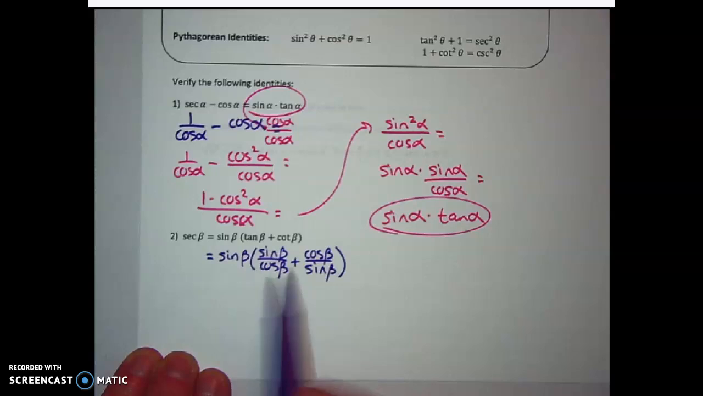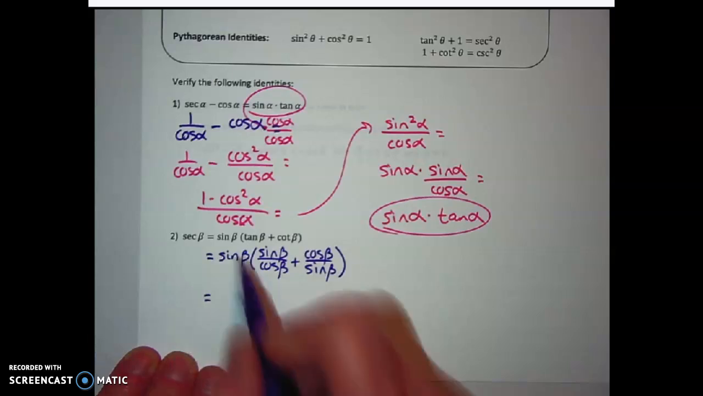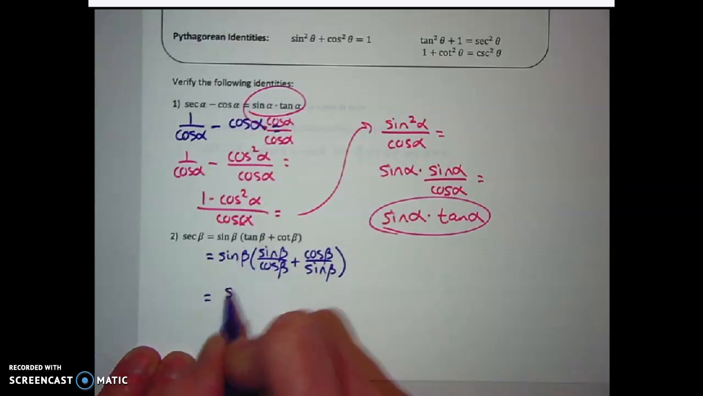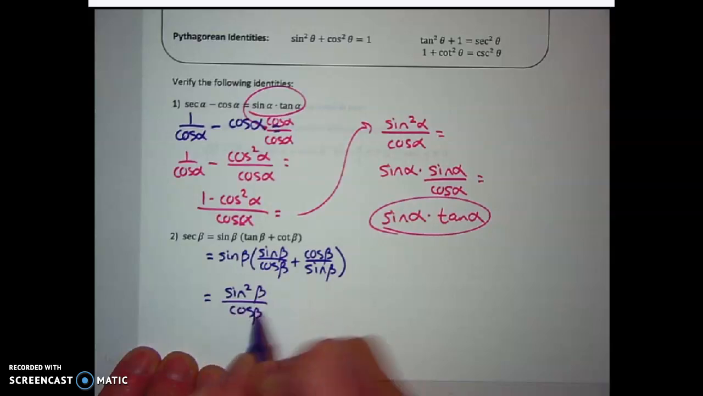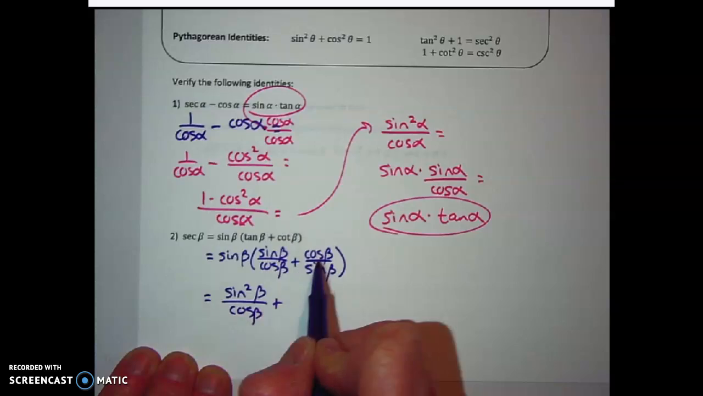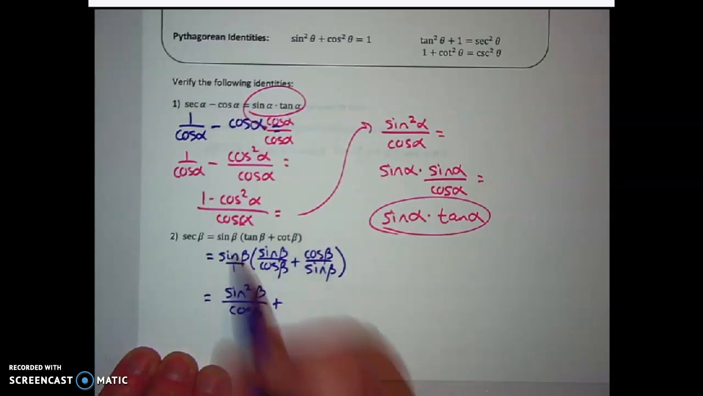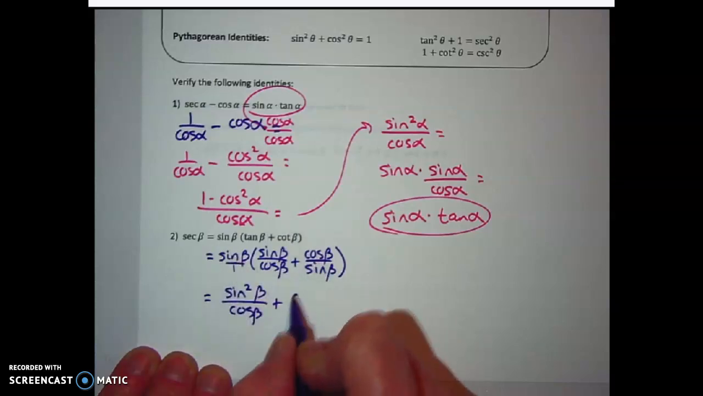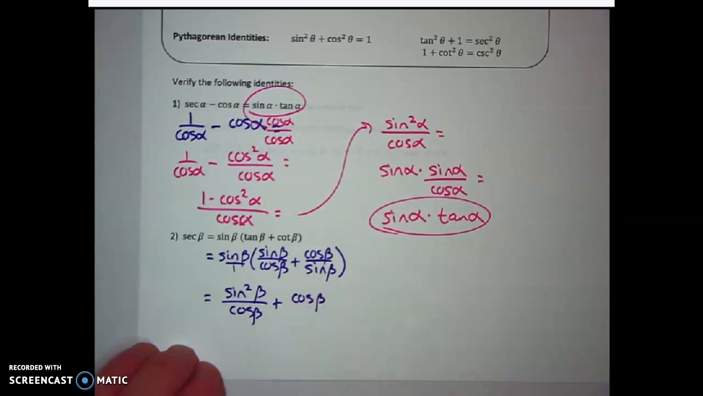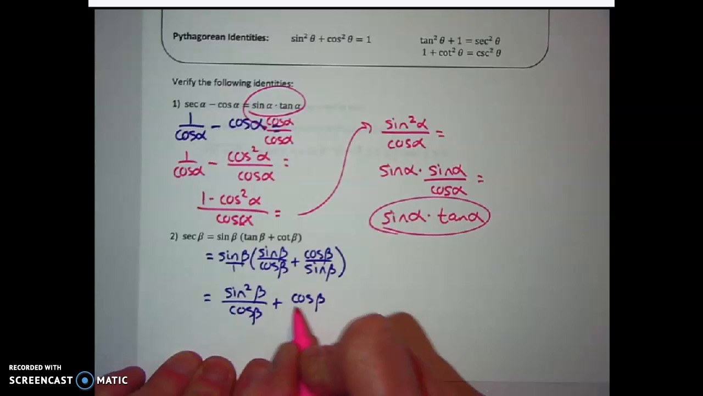Now again, I've got to get rid of this addition, because I have two terms here, and I need to get it down to one term. So I'm going to distribute, and when I distribute to the first term, I get the sine squared of beta over the cosine of beta, plus, and when I distribute it to the second term, the sine on the numerator cancels with the sine on the denominator, so I'm left with just the cosine of beta. Now, this is similar to what I had up above. I have a denominator on this one, and I don't have a denominator on that one. So I'm going to get a common denominator.